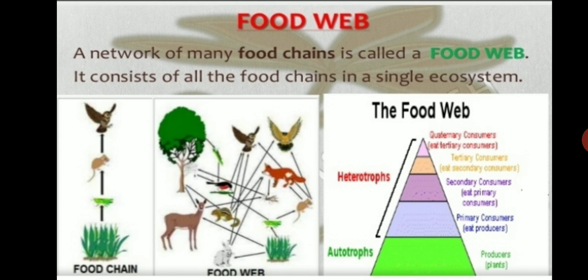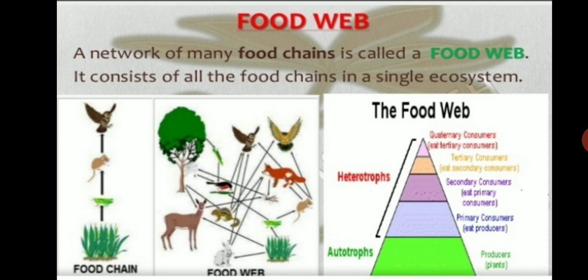And if any component from this link is removed, the rest of the chain gets affected. For example, if the plants are removed, the herbivores like rabbits will die, and there will be scarcity of food for the carnivores like snakes and lions. And if the decomposers like bacteria and fungi are removed, the nutrients will not be recycled, and the soil would become deficient in nutrients and would not be able to support life.